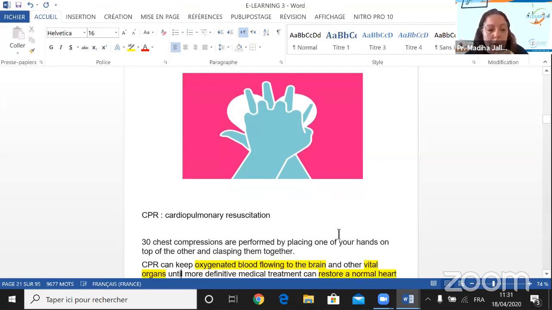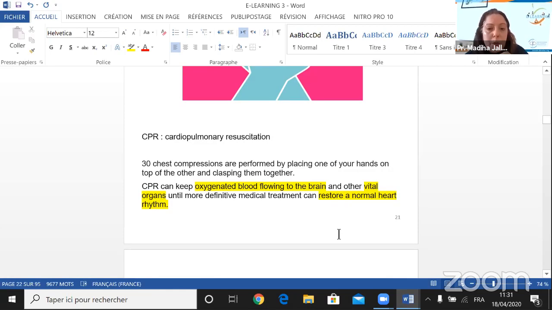So let's look at the command. 30 chest compressions are performed by placing one hand on top of the other. This is the top of the hand, and this is the bottom of the hand. So you place the top of one hand on top of the other, clasping them together. And the CPR, of course, will keep the oxygenated blood flowing to the brain and other organs. The purpose is to restore the normal heart rhythm.